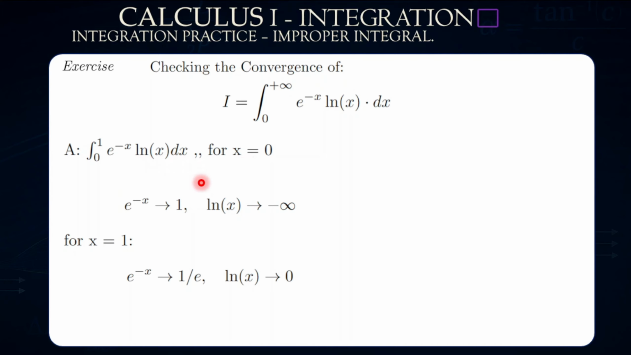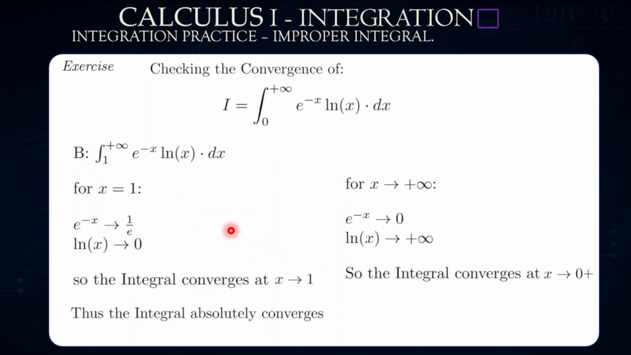Now, for x equals 0, e^(-x) goes to 1 because exponential of 0 is 1, just like anything placed to the power of 0. However, ln x or ln 0 goes to minus infinity, so it is divergent. For x equal 1, e to the power of minus 1 is equal to 1 over e, and ln x goes to 0, so it is convergent.